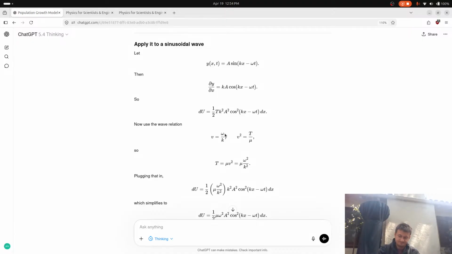All right. I don't know this one. But wait, actually I do know this one because we know that omega times the period is equal to 2 pi. So omega is equal to 2 pi over T. And then k is the wave number.